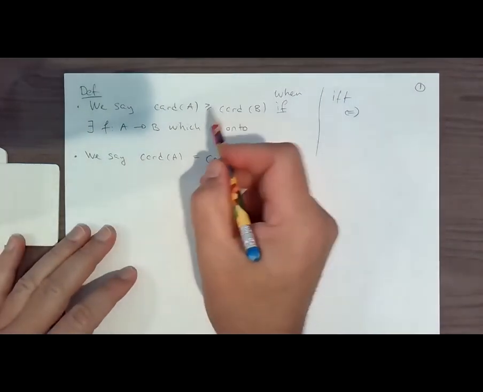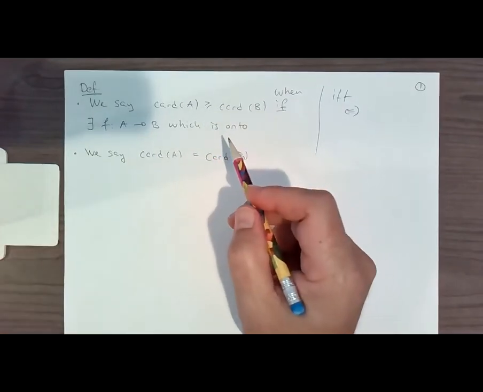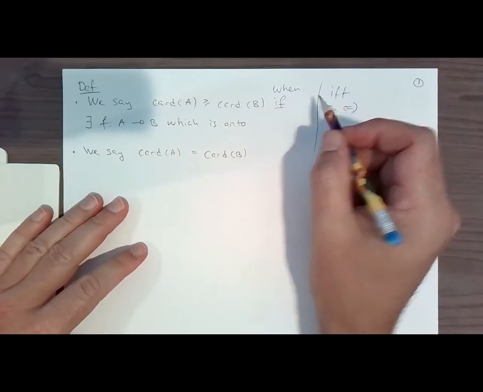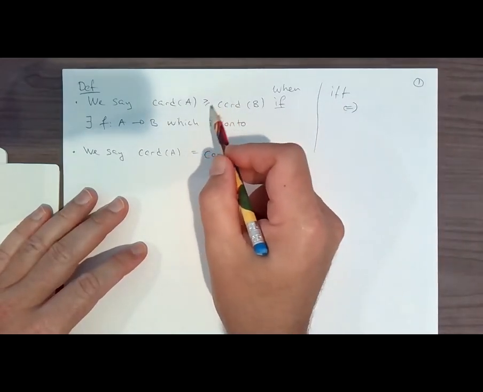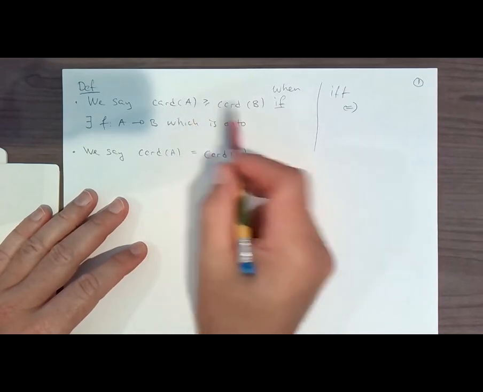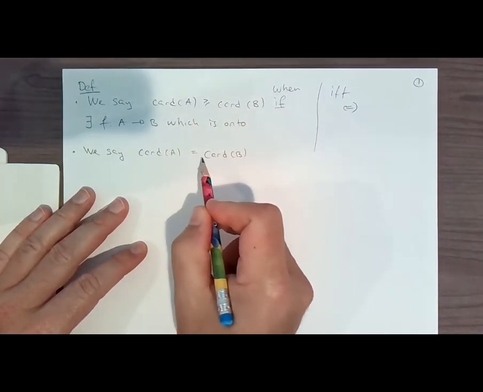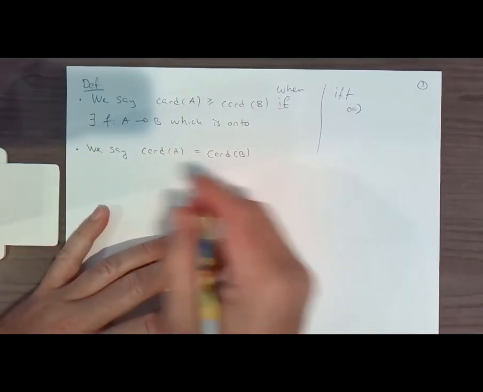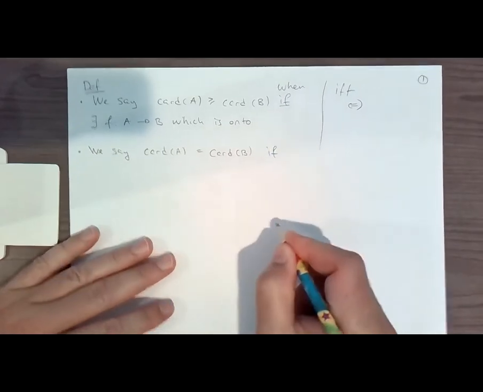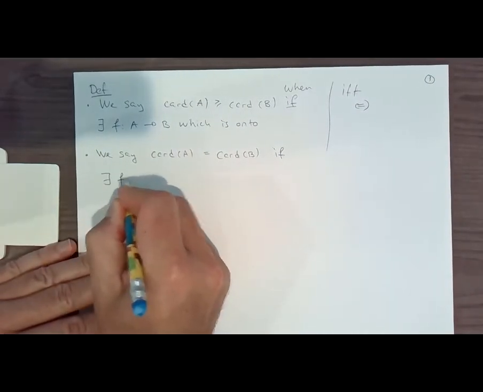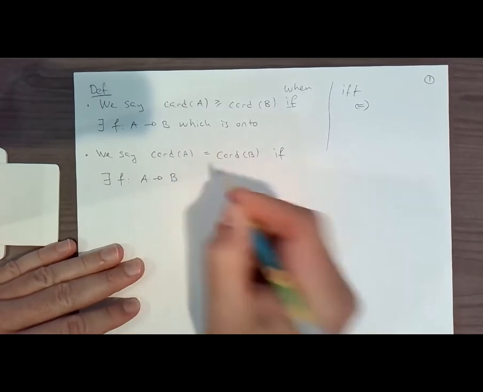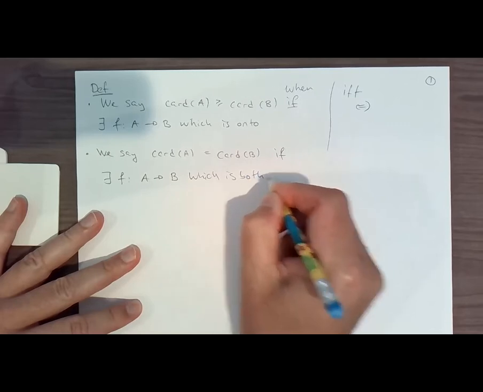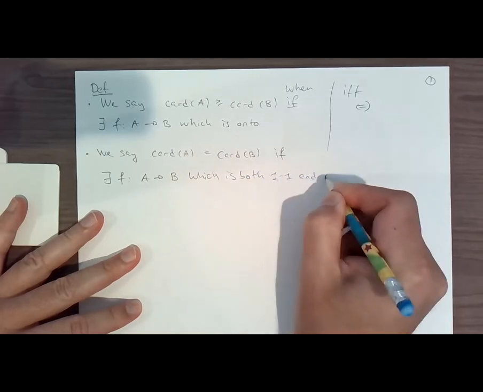So keep in mind, this greater than or equal to sign here is not the one that we have in the real numbers. This is not an ordering on the real numbers. This is an ordering between infinities. So what does it mean to say that two things are the same? Right now we're putting equality signs between two infinities potentially. We say that these are equal if there exists a bijection, which is both one-to-one and onto.